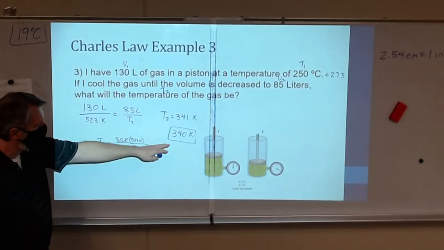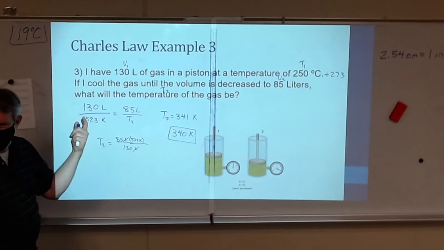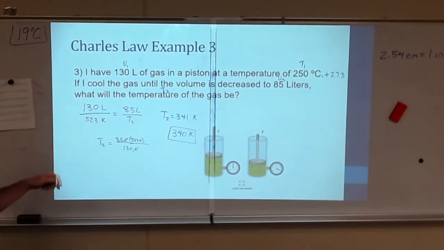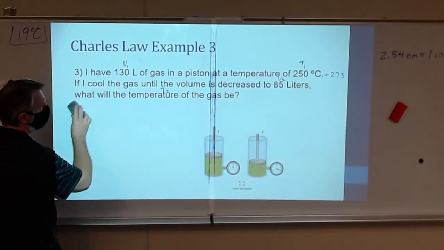That's fine. It's just when we get all done with sig figs, it'll be 340. Yeah, it should be 341.8 or something. I got 341.96. There you go. So if you were doing 3 sig figs, you're right. That would be 342.